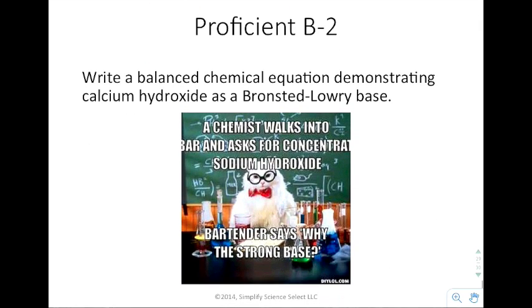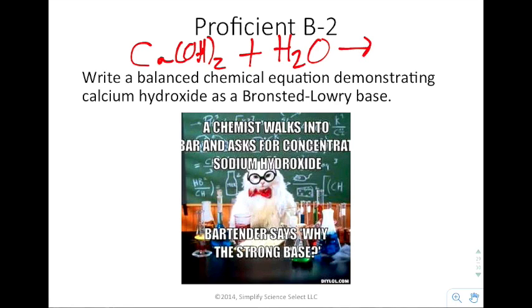Next, it says write a balanced chemical equation demonstrating calcium hydroxide as a Bronsted-Lowry base. So, whenever you have calcium hydroxide, you write it as Ca(OH)2, and then you have it react with something like water. Now, whenever it reacts with water, you have to have something that donates the proton. So this right here will donate a proton to one of these. When it does, it produces an OH.